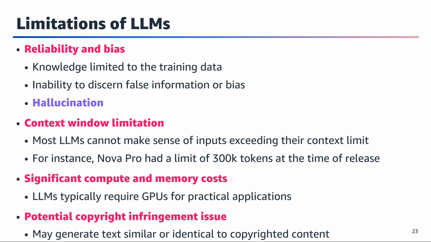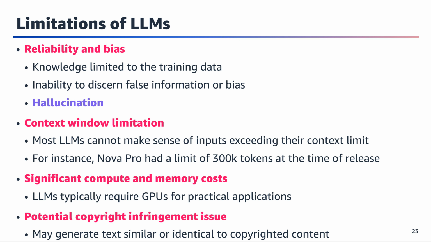There are several critical limitations of LLMs. These limitations are important to understand as they impact how we can effectively use LLMs in practical applications. First, we must acknowledge that while LLMs are powerful, they aren't perfect. They can be unreliable and may contain biases from their training data. Their knowledge is frozen at the time of training, and they can't independently verify truth from fiction.